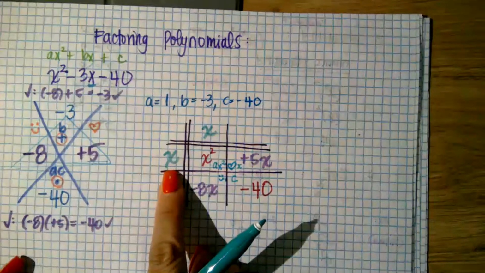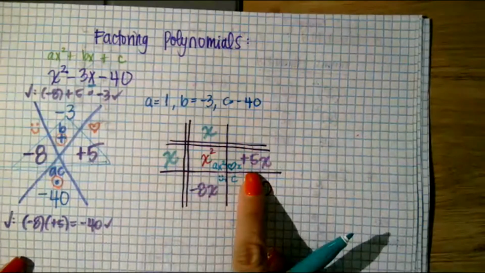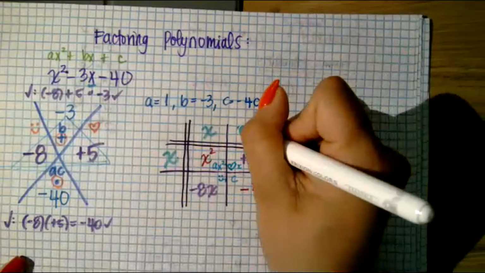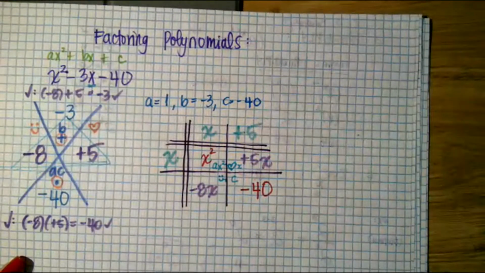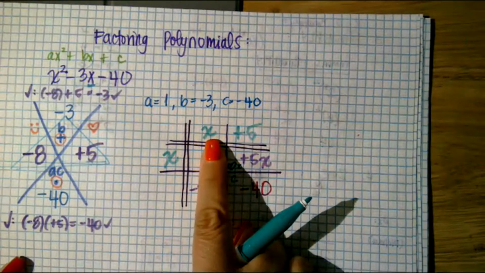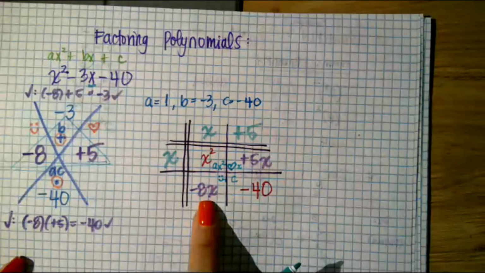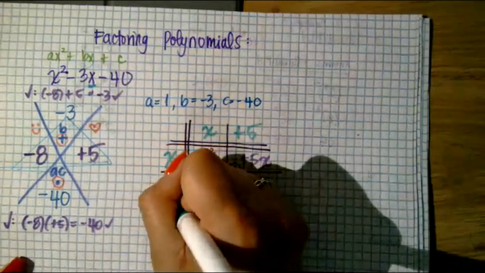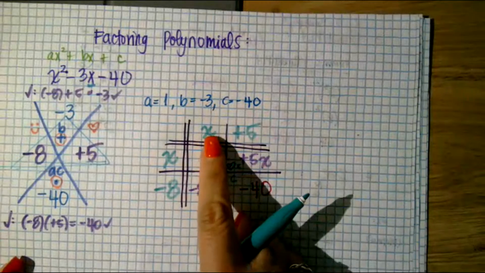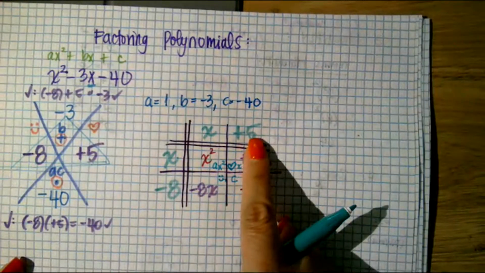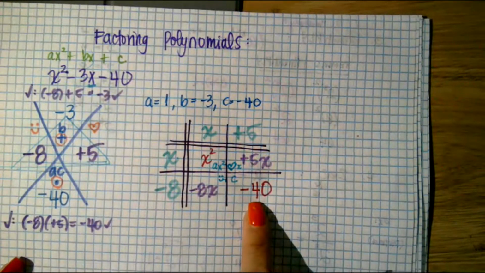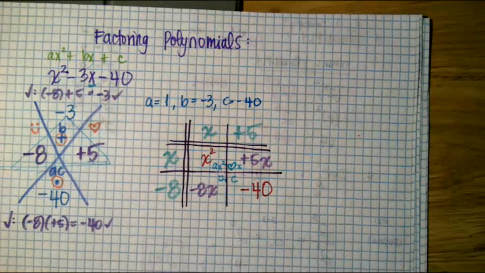Then again, I'm going to say x times what gives me positive 5x? Positive 5. Awesome. And I'm going to say the same thing over here. X times what gives me negative 8x? Negative 8. Okay. And then I'm going to say negative 8 times positive 5. Does it give me negative 40? Bam, it does.